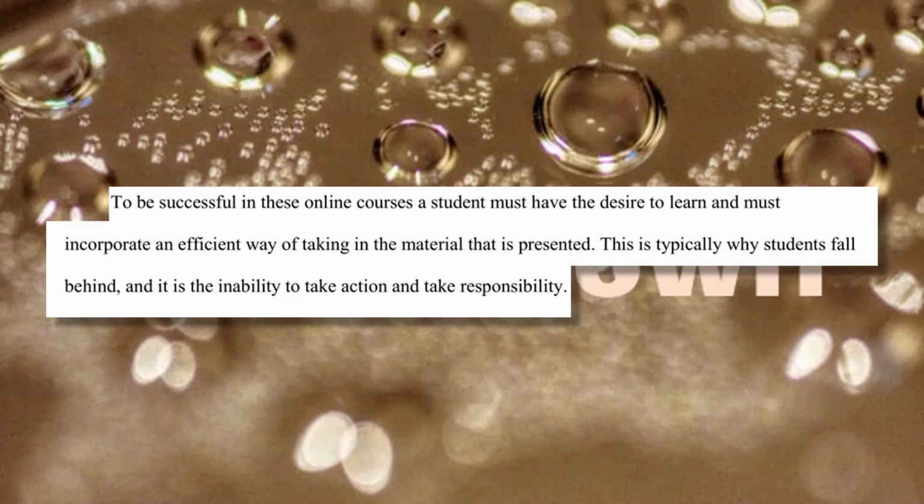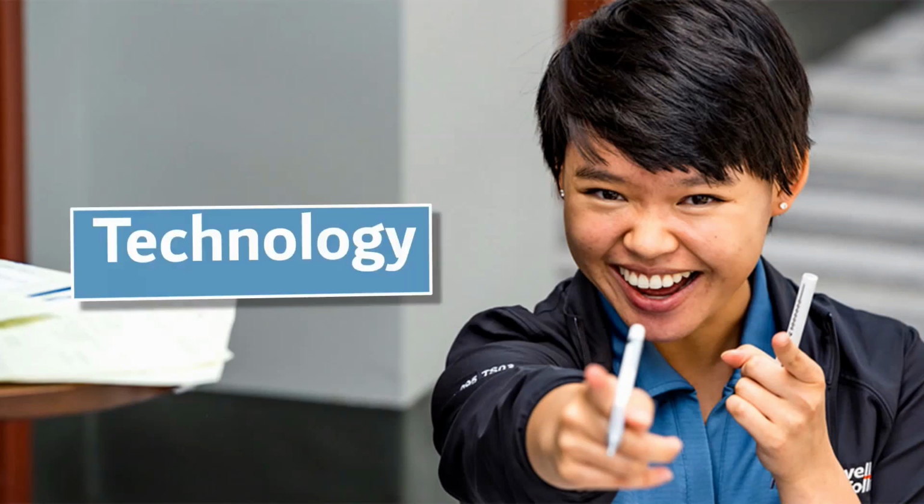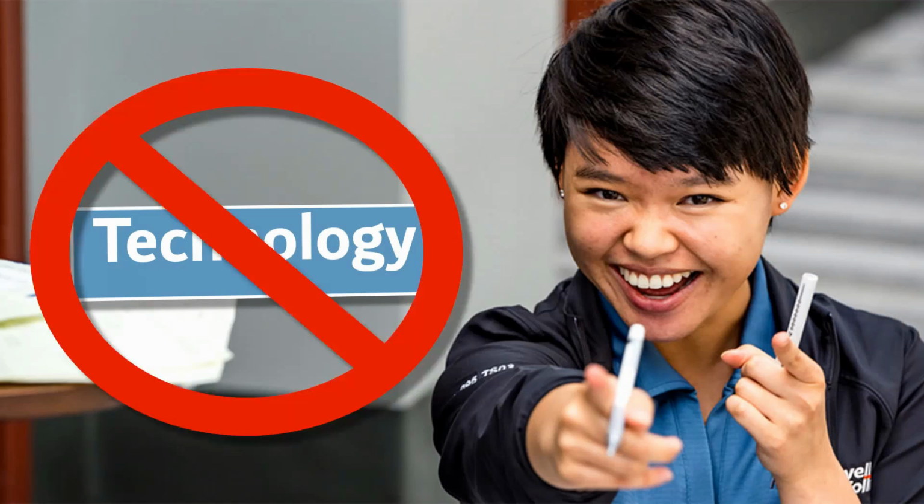"To be successful in these online courses, a student must have the desire to learn and must incorporate an efficient way of taking in the material that is presented. This is typically why students fall behind, and it is the inability to take action and take responsibility." Apart from being relatively vague, there's an issue here. Everything they're talking about is about the student's perspective and what the student must bring. The technology that's supposedly the subject of the paper isn't mentioned at all.